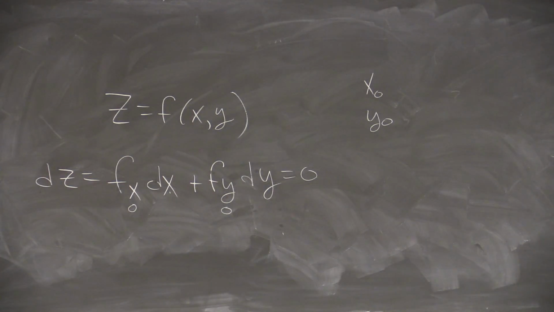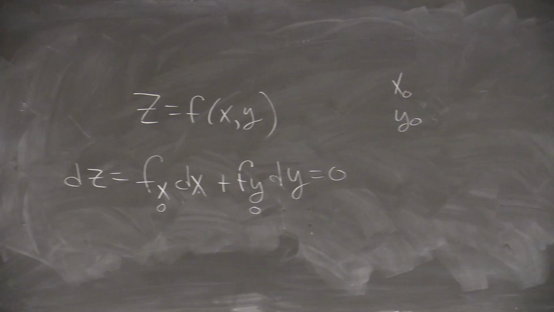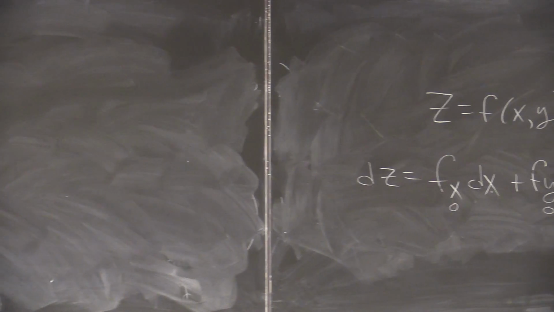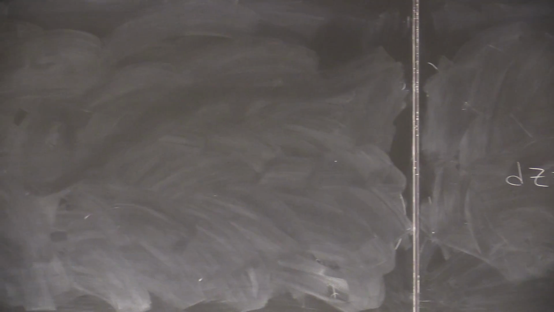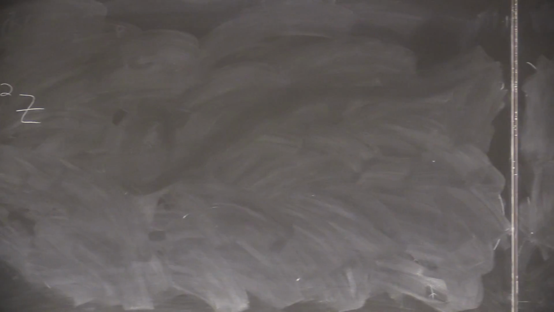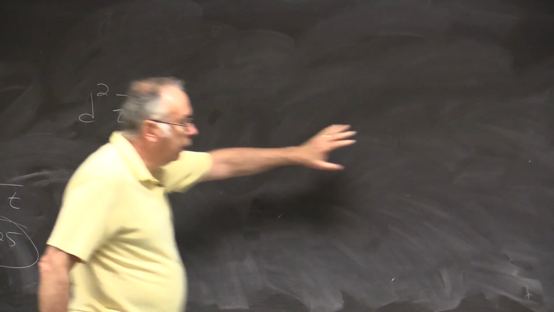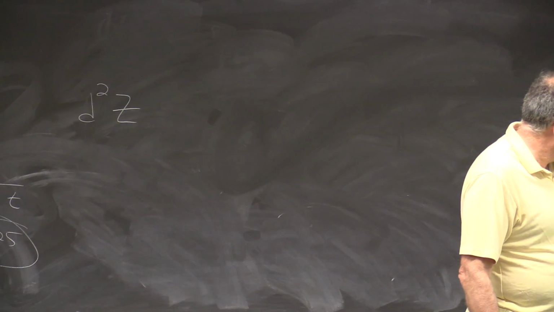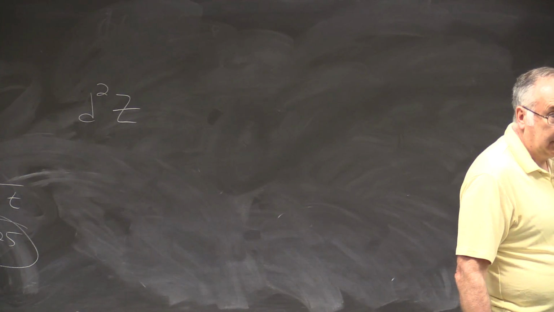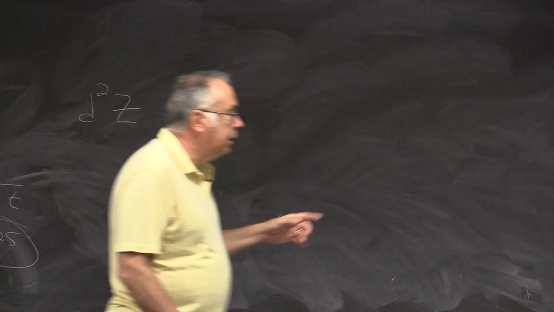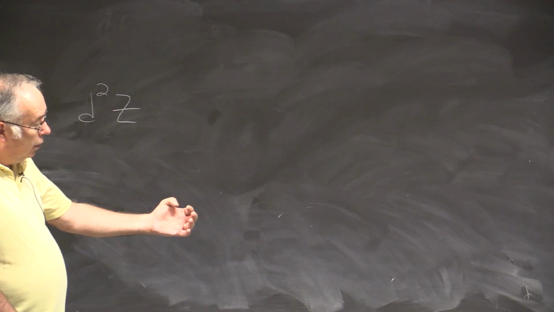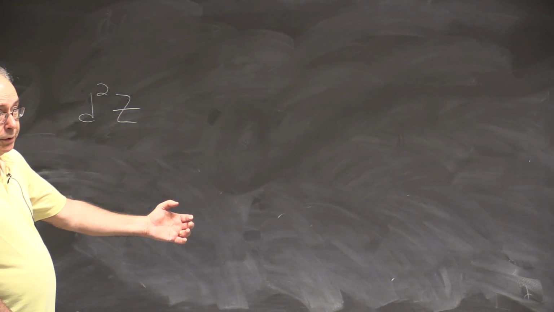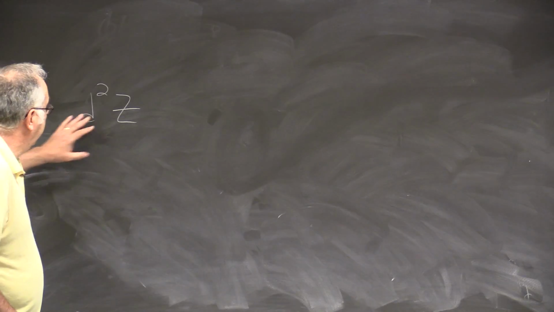Next, let's talk about the second order total differential. The second order total differential is written this way. This is the first order total differential, just oftentimes called the total differential. And if you take the total differential of the total differential, you get the second order total differential. So this is just this.